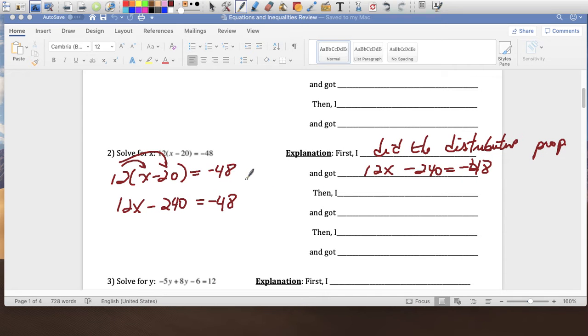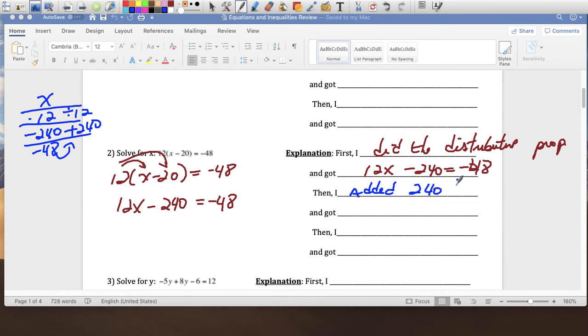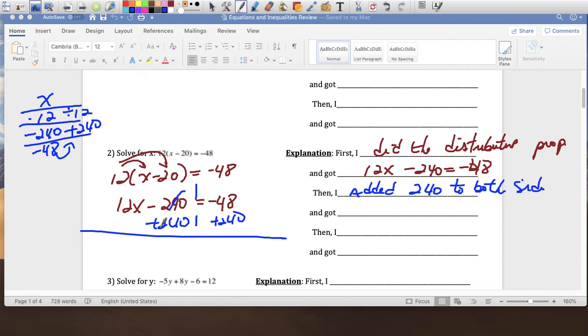Then from here, we can do our story, and our story tells us that there's a variable x which is being multiplied by 12, subtract 240, gives you negative 48. So the inverse operation, we're going to do plus 240 and then divide by 12. Then you add 240 to both sides. These two go away, I get 12x, and on this side, 240 minus 48, you get 192. So 12x equals 192.